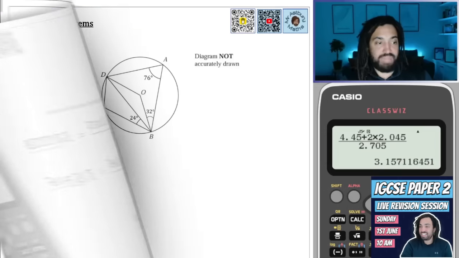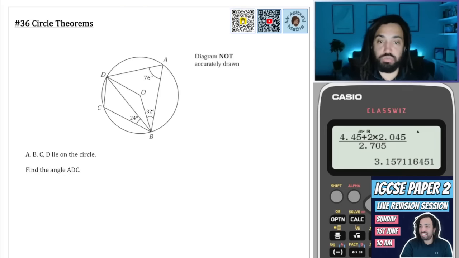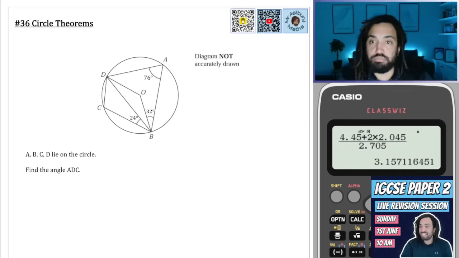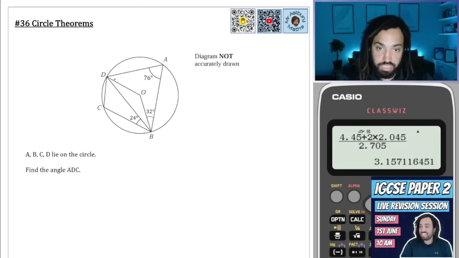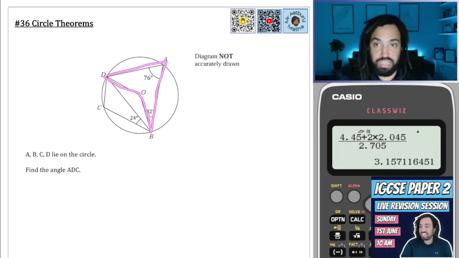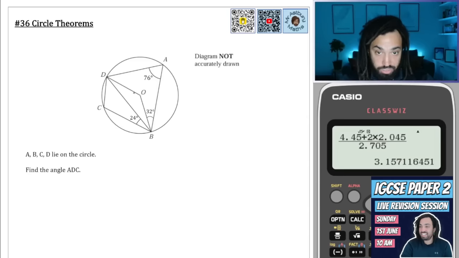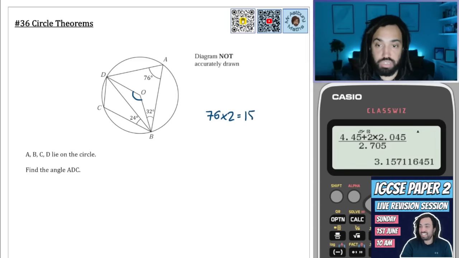Perfect. Okay, circle theorems. Wow, lots going on here. So the first one I can see is we've got this arrowhead shape, this quadrilateral which kind of makes an arrowhead. And when you see that, you know the angle at the circumference is half of the angle here at the centre. So this angle here will be 76 times by 2, which is 152. So in there, that's 152.